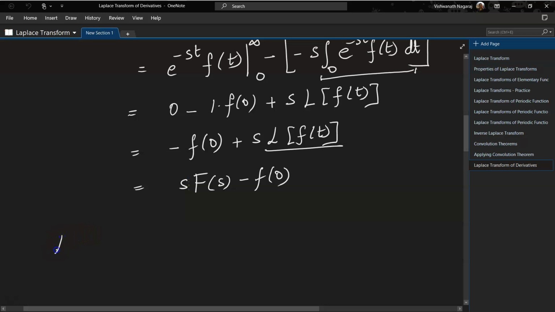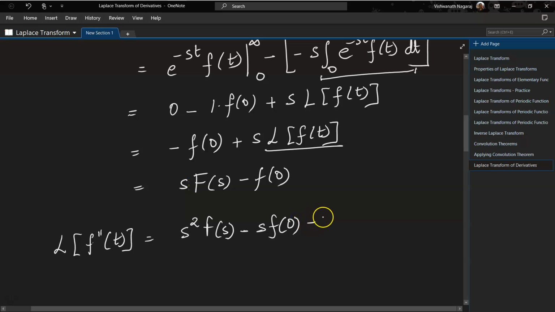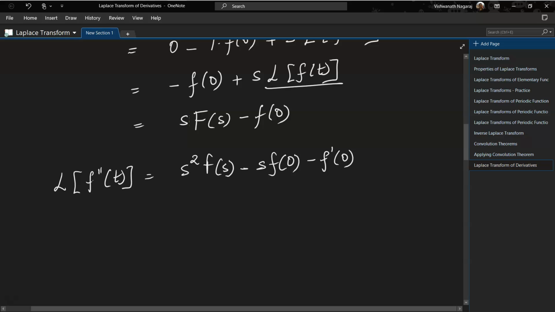Let's look at the Laplace transform of higher derivatives. So let us say we want to find the Laplace of f double prime of t. Now, this is nothing but s square F of s minus s f of 0 minus f prime of 0. Okay, so let's prove this very quickly.